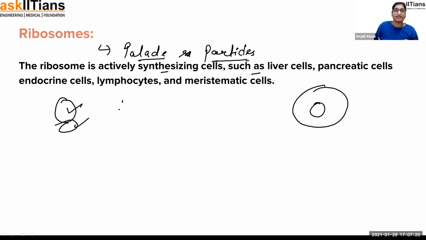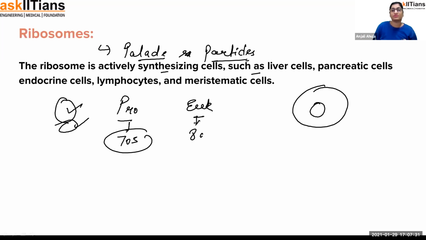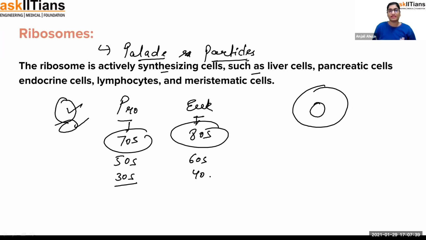Now, let me tell you one thing, guys. There is a difference between prokaryotic and eukaryotic cells at the ribosome level also. Prokaryotes have the 70S type of ribosome, and eukaryotes have the 80S type of ribosome. With their subunits here, 50S and 30S, large and small subunit, and here this is 60S and 40S. And now you people might be wondering what this S is. This S is the Svedberg unit. Actually, this is the sedimentation coefficient.